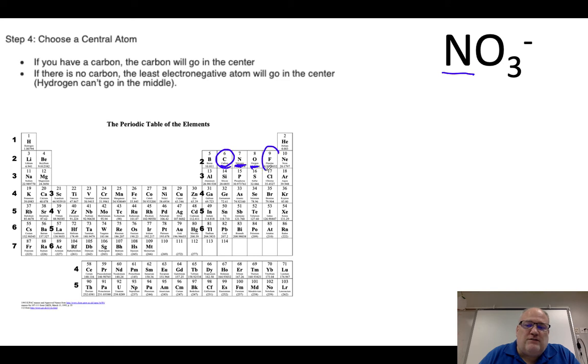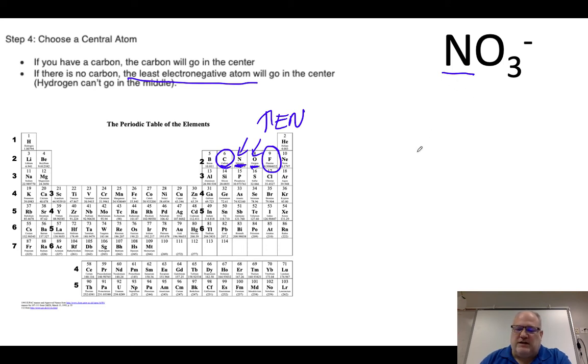Now, you should know this. Fluorine is the most electronegative atom on the periodic table. The closer you are to fluorine, the more electronegative you are. And the reason we say that is that we want to put the least electronegative atom in the center. Of course, we can't put hydrogen in there because it only has one electron able to bond. But if we compare nitrogen and oxygen, nitrogen is farther away from fluorine, and therefore it has a lower electronegativity, which means we're going to put it in the middle. So we're going to choose nitrogen.